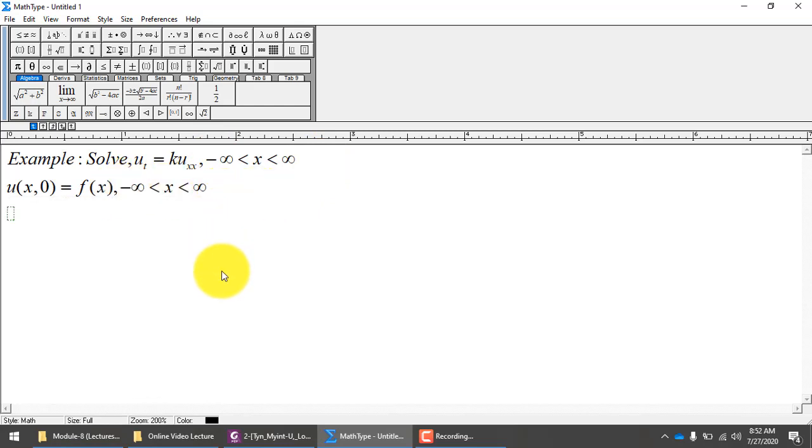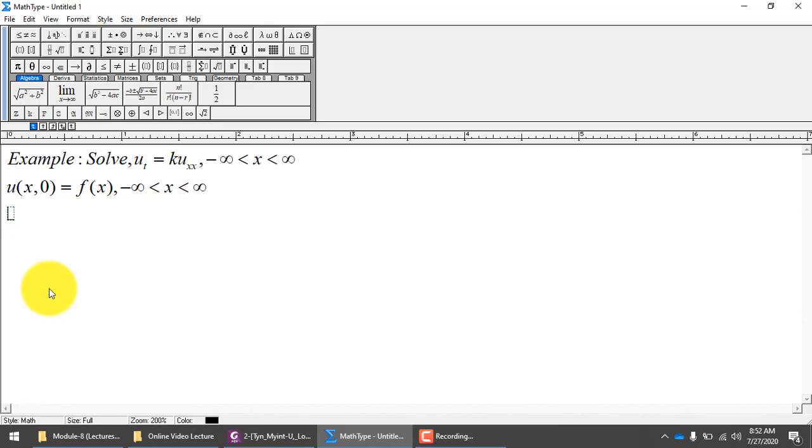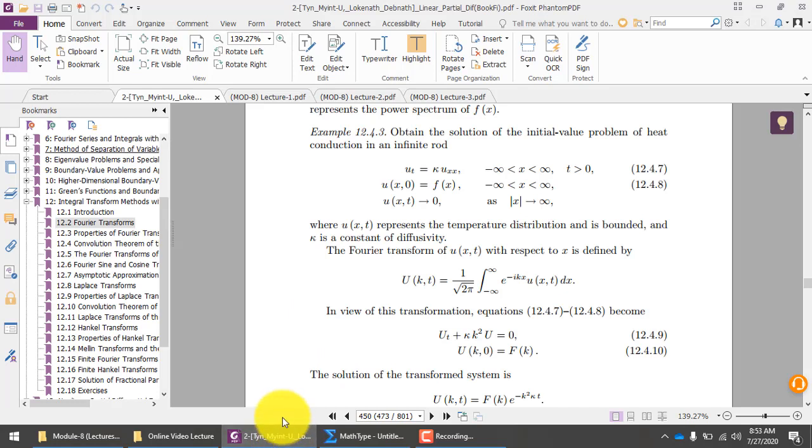And on the boundary we have the limiting conditions. These are not boundary conditions, they are limiting conditions: u(x, t) approaches 0 as |x| tends to infinity. Before starting the solution formally, I will try to explain why these conditions are necessary.